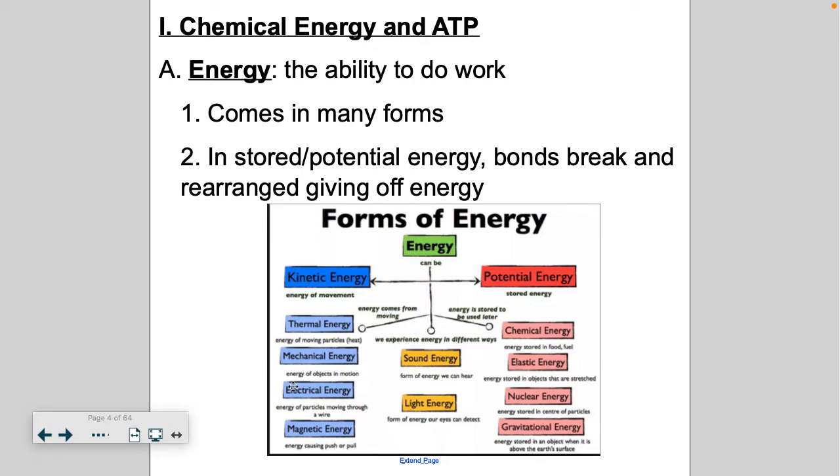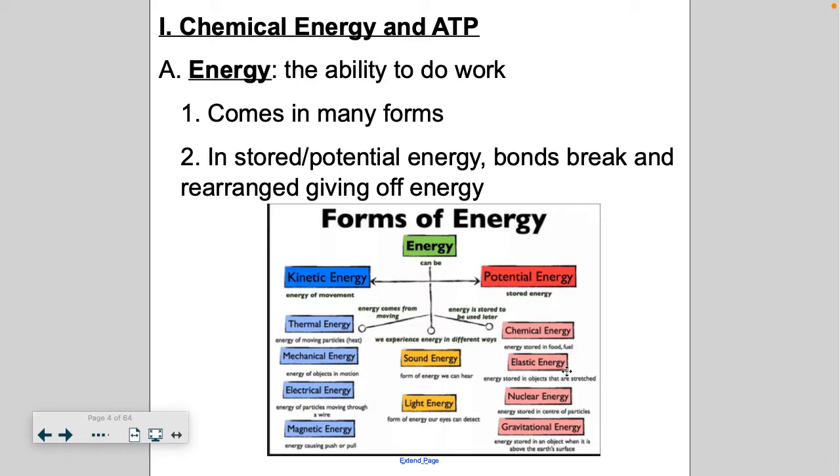Mechanical energy is the energy of objects in motion. Electrical energy, particles moving through a wire. Magnetic energy, push or pull. So those are all different forms of kinetic energy. But today I'm going to talk about potential energy, specifically chemical energy, how energy is stored in food and fuel, specifically in a chemical bond. But other types of potential energy are like elastic energy.